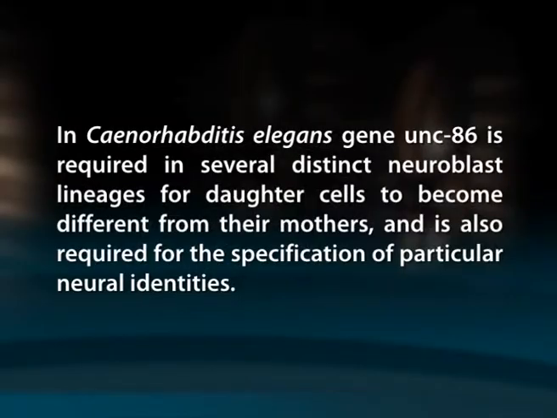The same combinatorial strategy is observed even in unicellular eukaryotes. For example, in Caenorhabditis elegans, gene UNC86 is required in several distinct neuroblast lineages for daughter cells to become different from their mothers, and is also required for the specification of particular neural identities.